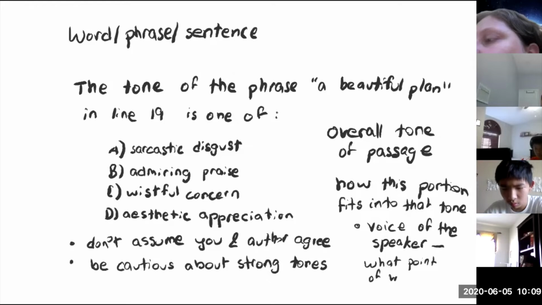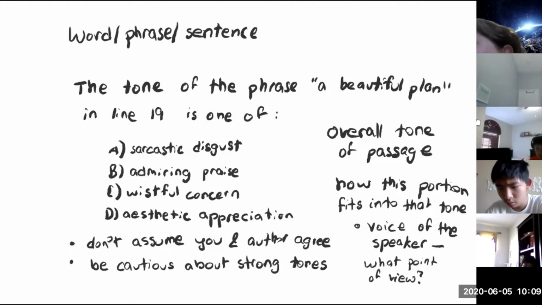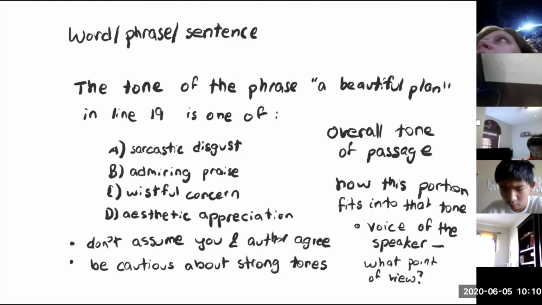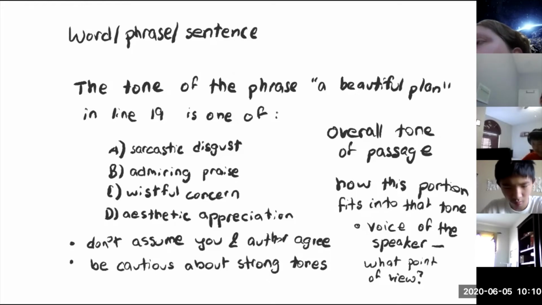Because if they're representing another voice, then you need to think differently about what the tone is. Because say that my question, the tone of the phrase, a beautiful plan, is when the author is talking about how my opponent claims that what they're doing is going to be a beautiful plan for our city, or something like that. That's going to have a different tone than if the author themselves is talking about this plan that they don't approve of, which would probably be discussed.